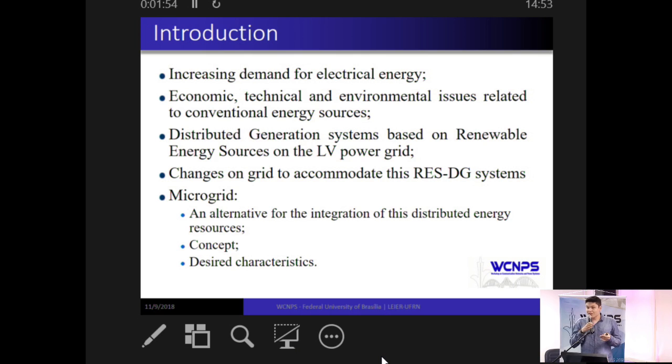The microgrid concept is a small electrical system with distributed generation, energy storage systems, and flexible loads. It is desired that the microgrid can operate autonomously and also connected to the grid. Why? Because if it is connected to the grid and something happens on the main grid, it can also function autonomously.